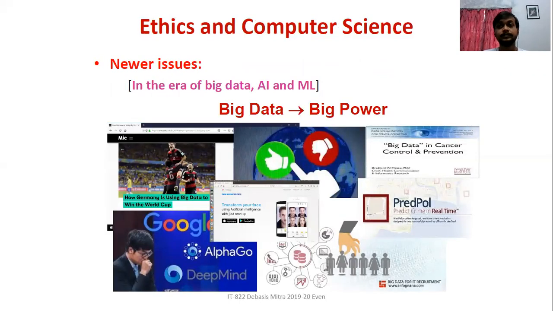So again, these were conventional issues. We somehow know how to tackle them and what the ethical standards and ethical principles are. But in the last few years, as I mentioned in my past lectures, with the tremendous growth of big data, AI, ML based applications, there are newer issues that are coming up.